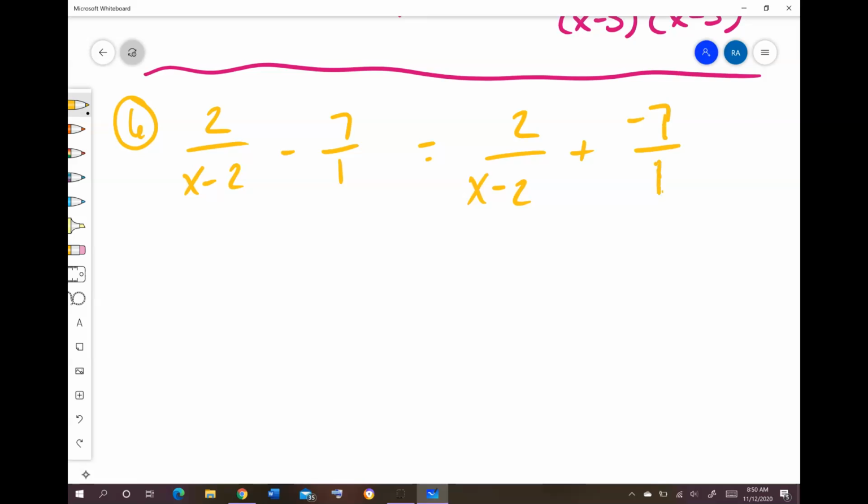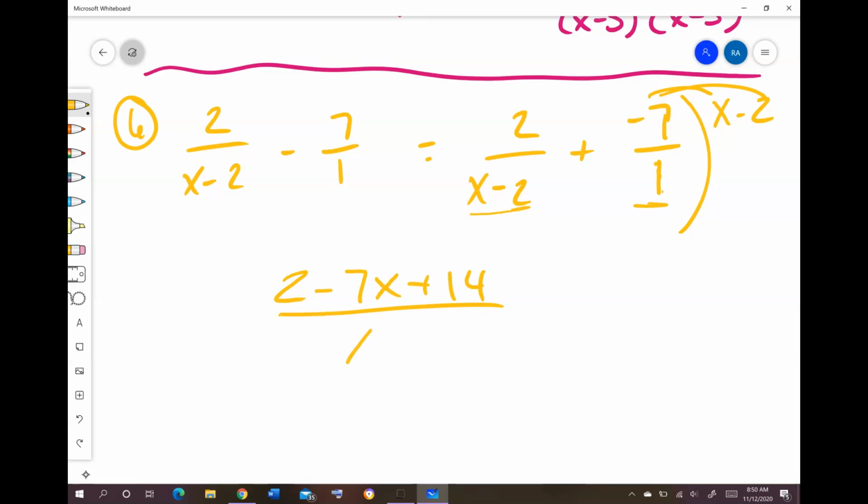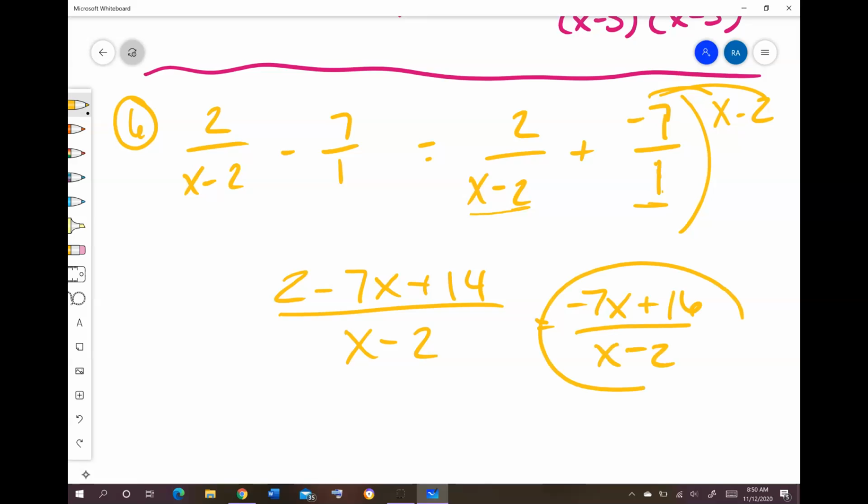Okay? Now, this guy has x minus 1. He doesn't. So we're going to multiply over here by x minus 2. I said x minus 1. It's x minus 2. My bad, guys. Bring down that 2. Distribute the negative 7 and get negative 7x plus 14 all over x minus 2. Combine your like terms, and it's going to be negative 7x plus 16 all over x minus 2. And that's your answer.